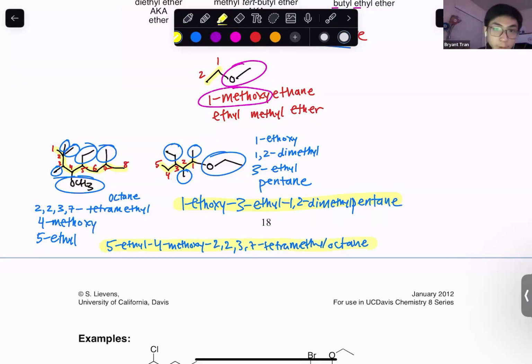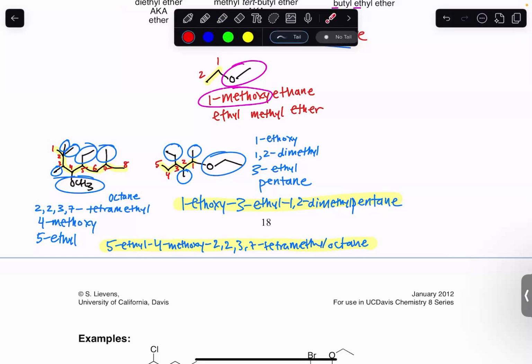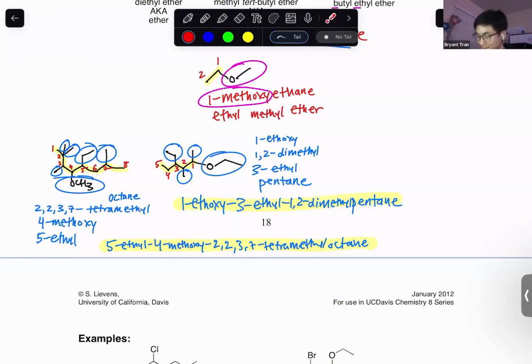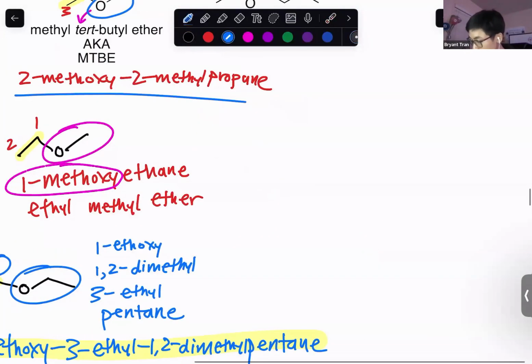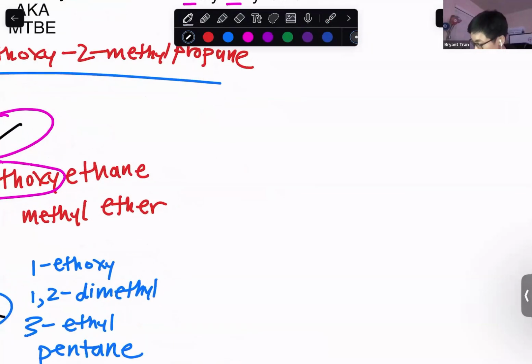And if you have multiple of the same substituents, group them together in numbers, and however many there are, do di, tri, or tetra. And that di, tri, or tetra does not count in the alphabetical order. Let me give you one more ether nomenclature here. It's going to be this right here.